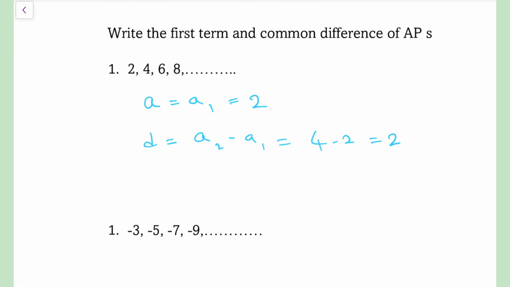Here to find out the common difference, you don't always need to take only A2 minus A1. You can take A3 minus A2 also, A4 minus A3 also, A100 minus A99 also. You will always get the same difference, because in the question itself it is clearly mentioned that it is AP. So difference will be the same.